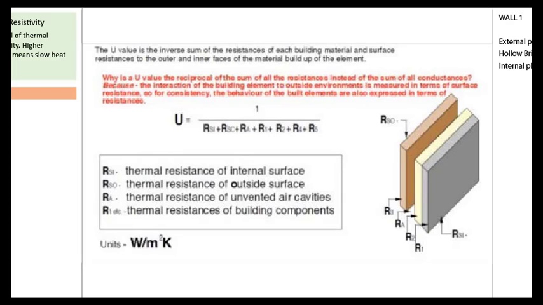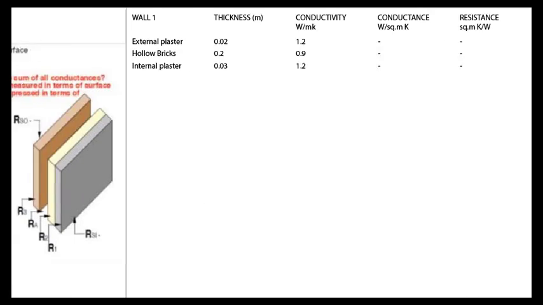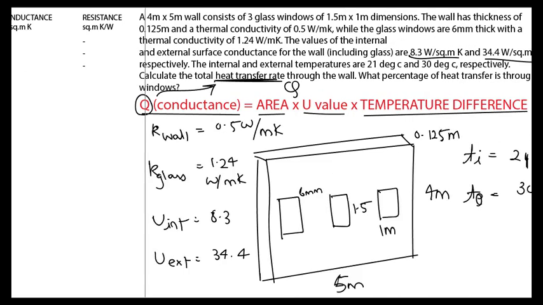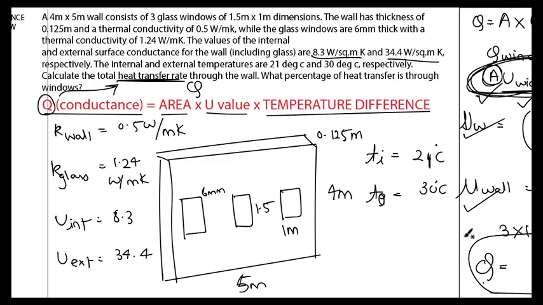Here it is 1 upon R, because resistance is the reciprocal of the U value. Then we saw how to find conductance and resistance, and then the basic example problem.